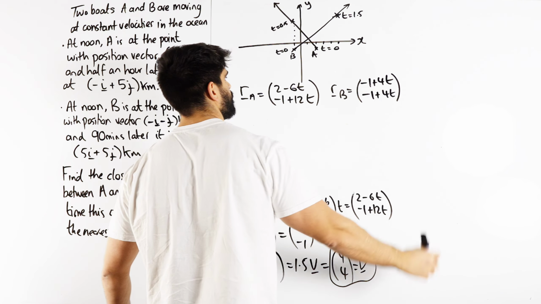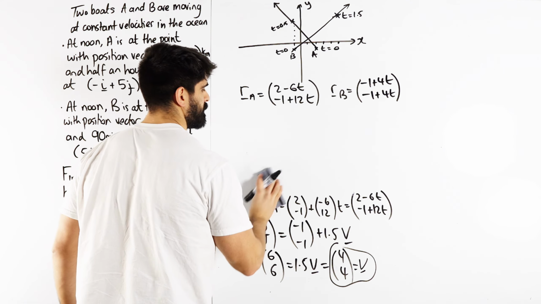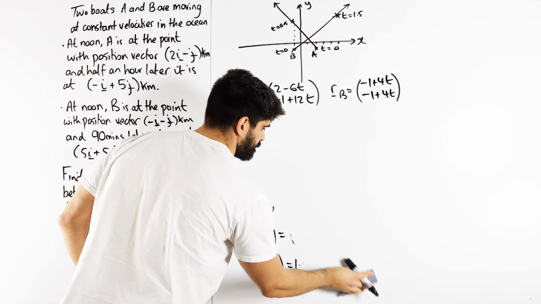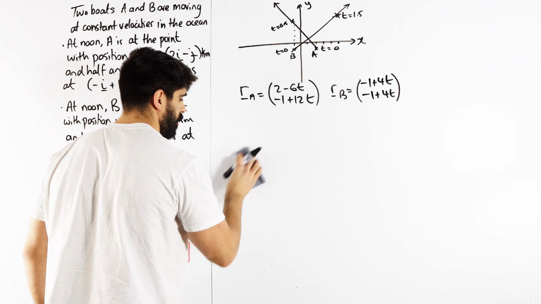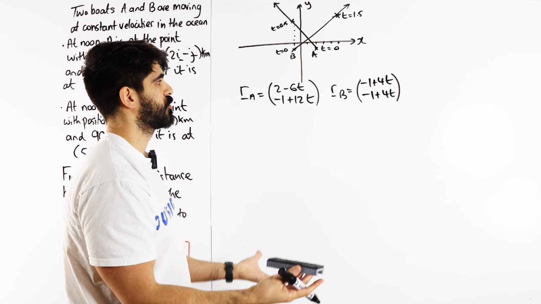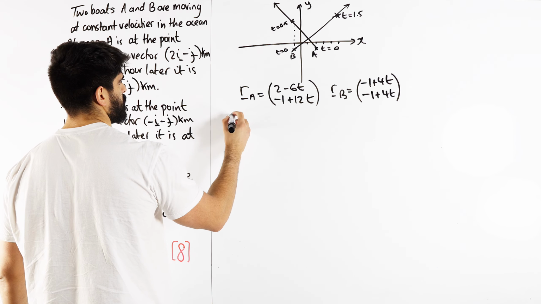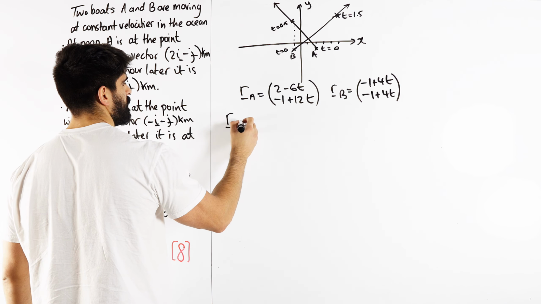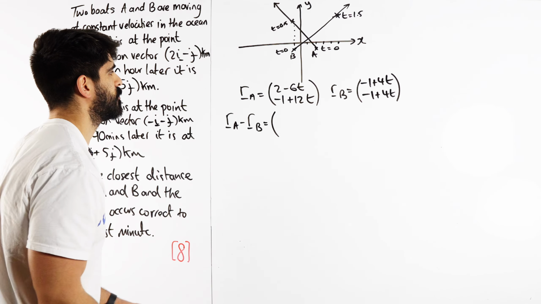Okay, nice. Now, the question's saying, what's the shortest distance between these two ships? Well, how do you work out the distance between two objects? Remember, these are basically just coordinates, right? So you subtract them, then Pythagoras. It doesn't matter in which order you subtract them. But now we have to be very careful how we do this.